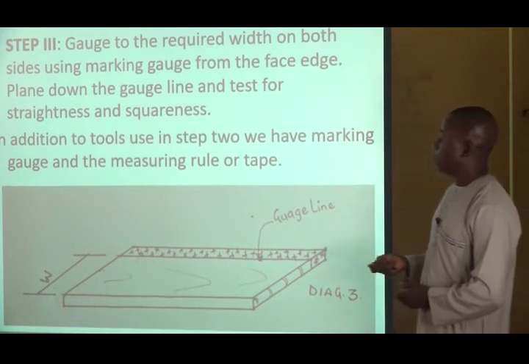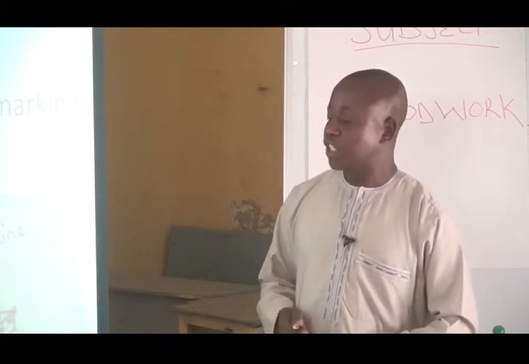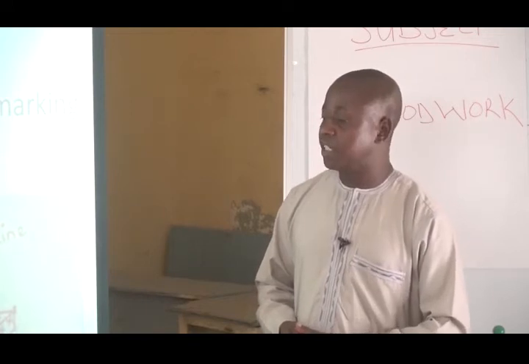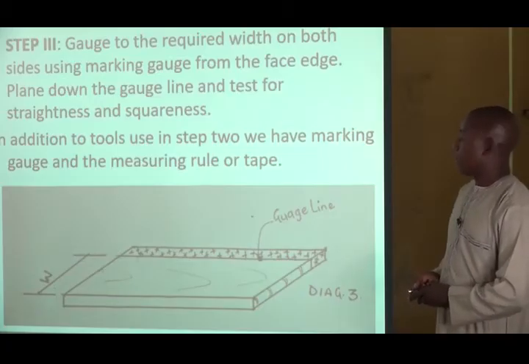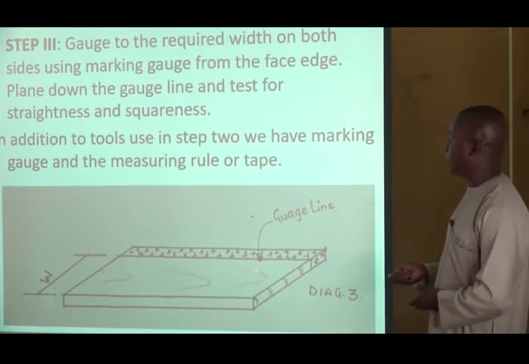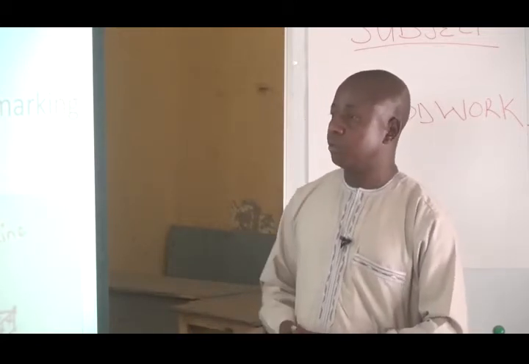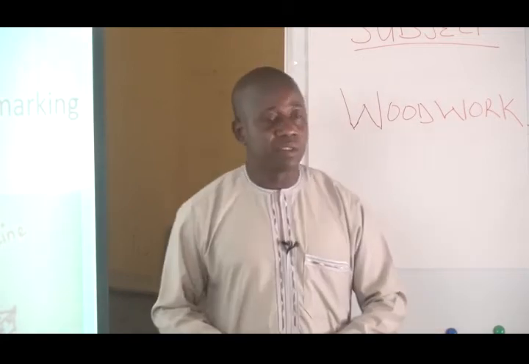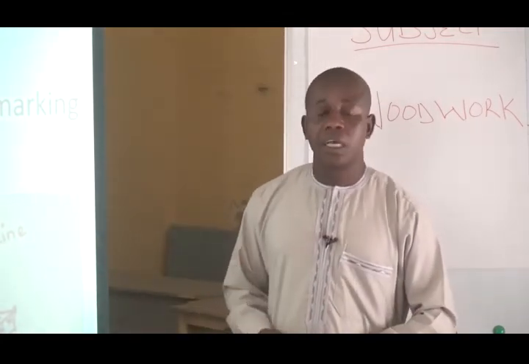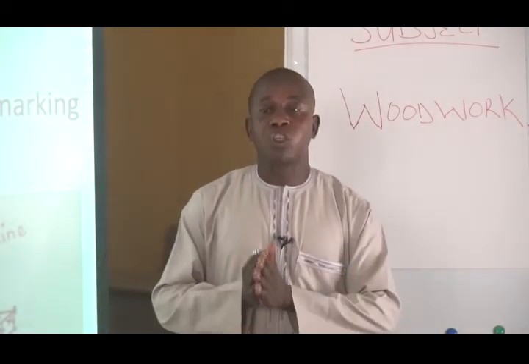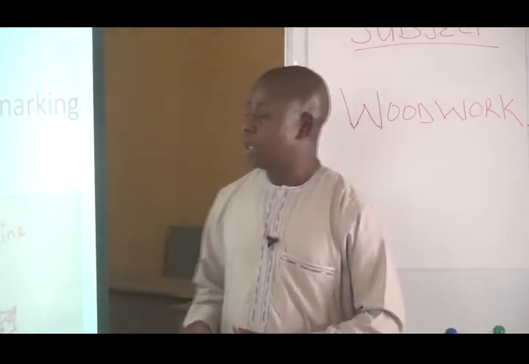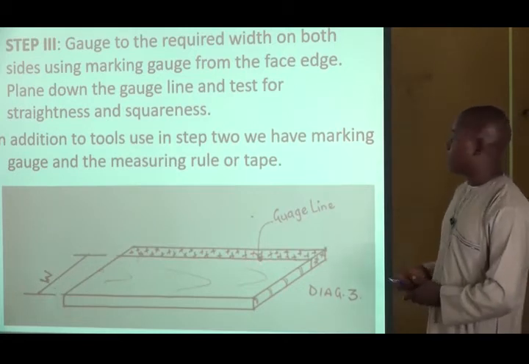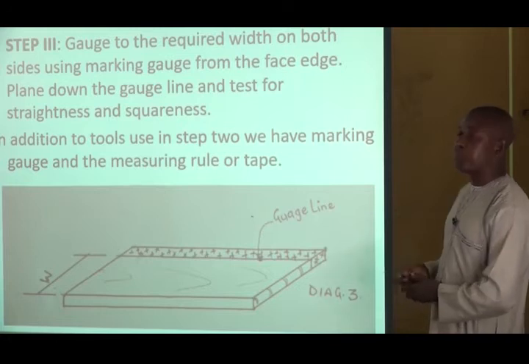Using the marking gauge from the diagram on the board, we have measured our width. The stock of the marking gauge is always placed on the edge, while the blade of the marking gauge, which carries the pin, is placed on top of the face, and the pin is used to scribe the surface and also the edge. And at the other face beneath, the scribing is done. After this, the workpiece is returned to our supporting tool, the bench vise, and the waste, where it has been hatched, is planed down to the gauge line.